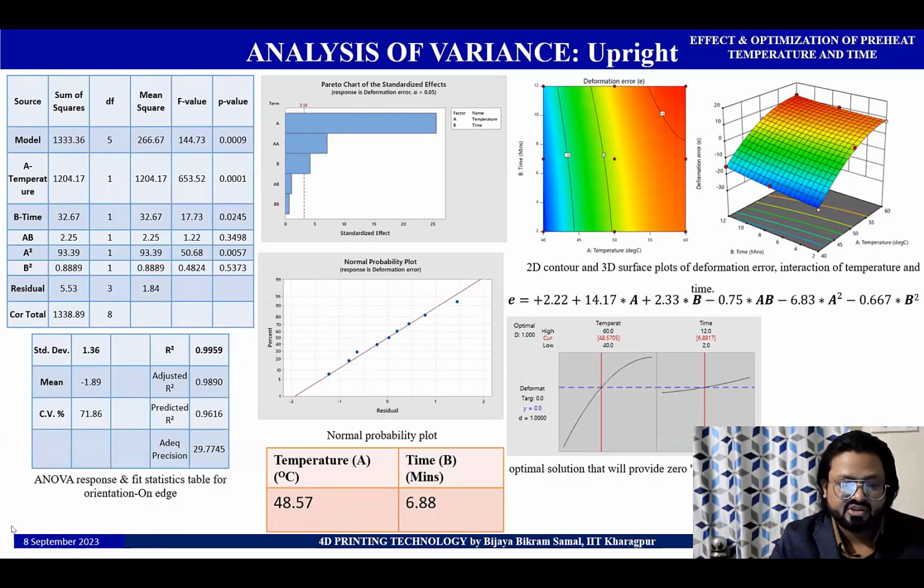Now coming to the upright sample. So for the upright sample, we have got a similar kind of result. Here we have found that the optimum temperature and time is around 48 degrees Celsius for about 7 minutes, around 6.88, that is 7 minutes.